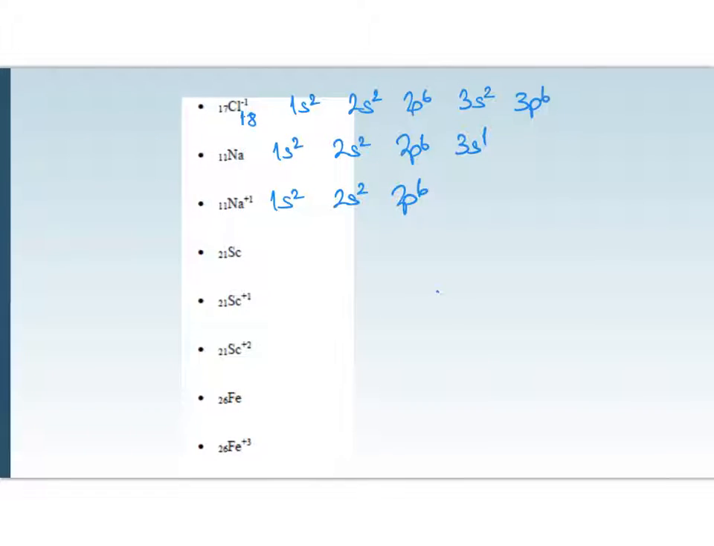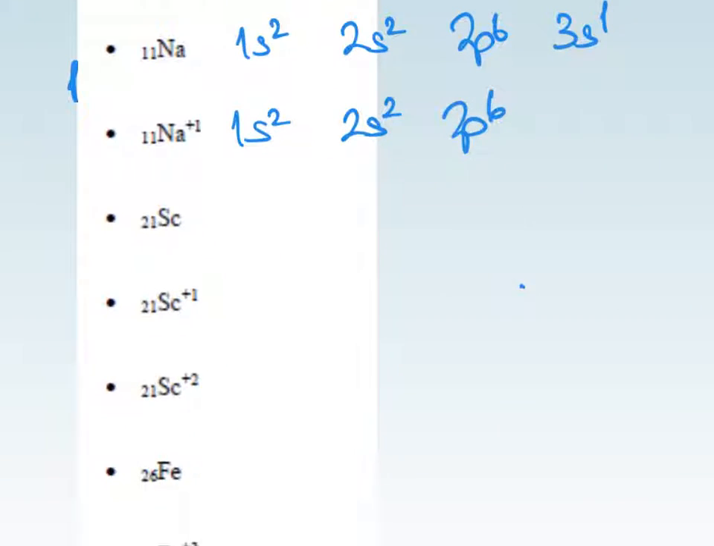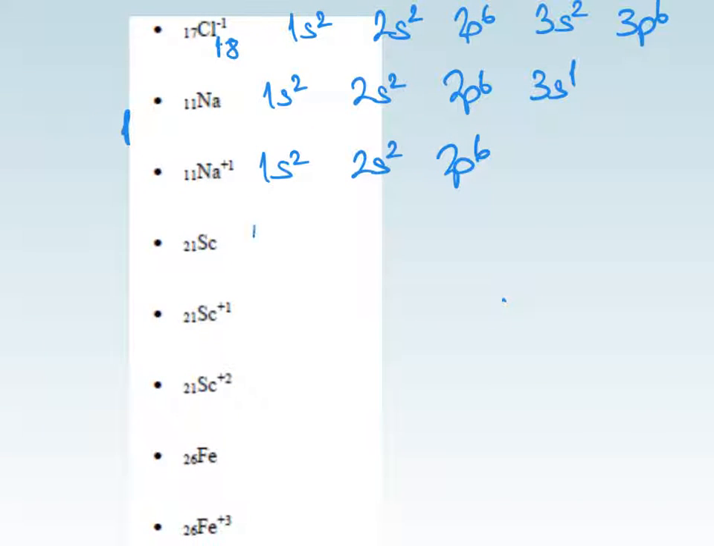Now scandium 21: 1s2, 2s2, 2p6, 3s2, 3p6, 4s2, now comes 3d1. Okay, this is a neutral scandium. Now the next example is based on scandium plus 1. This is a cation in this case.